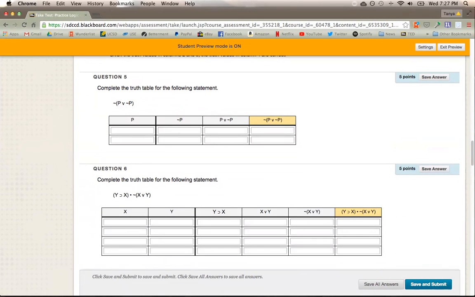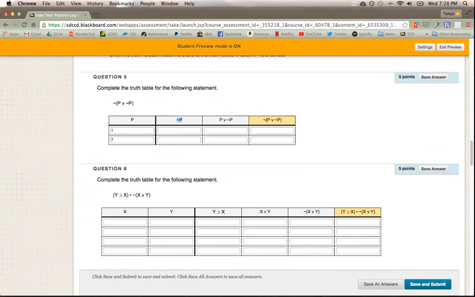Okay, so let's fill in this one. We immediately know how to fill in atomic statements. Whether we're doing 1 atomic statement, 2 atomic statements, or 3 atomic statements, the atomic statement columns are always the same. So for a table of 2, it goes TTFF, TFTF.